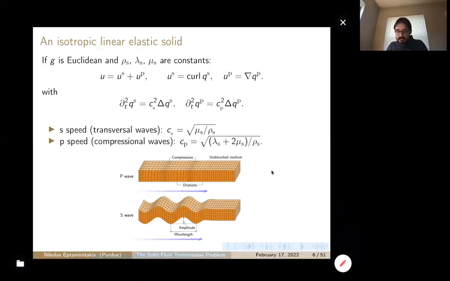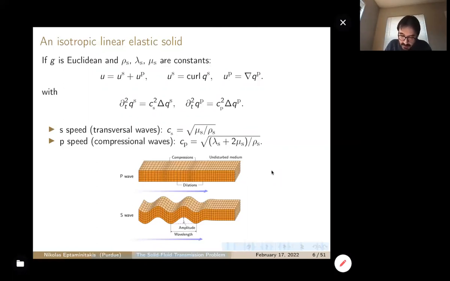Okay, so this is our setting for the solid. This sort of tells us what to expect. It tells us to expect that in a solid we should have this decomposition of waves into polarizations. Now, in the non-constant coefficient case, we're not going to have exactly this decomposition, but we're going to see that we can have it microlocally.